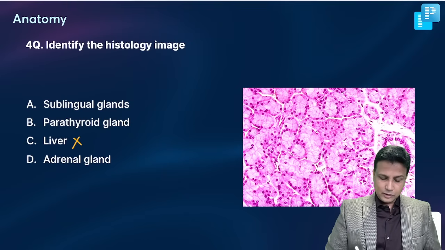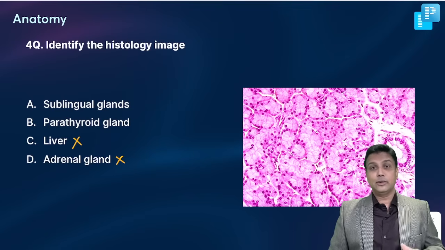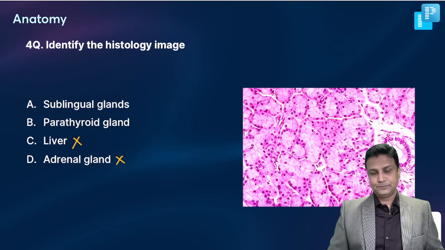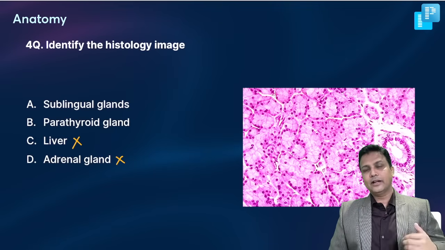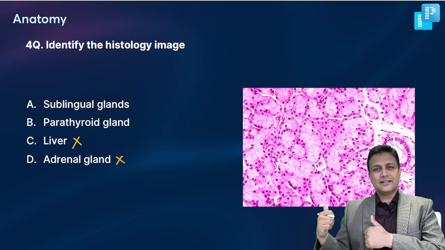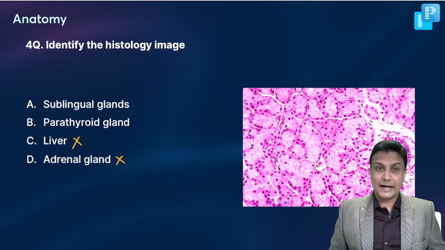Adrenal gland cannot be the answer here. Why? Because in adrenal gland, you'll be able to see in the cortex those 3 zones, and after that, you'll be having adrenal medulla part also there. So there's nothing like zones or something like this in this image. So it cannot be the adrenal gland here.